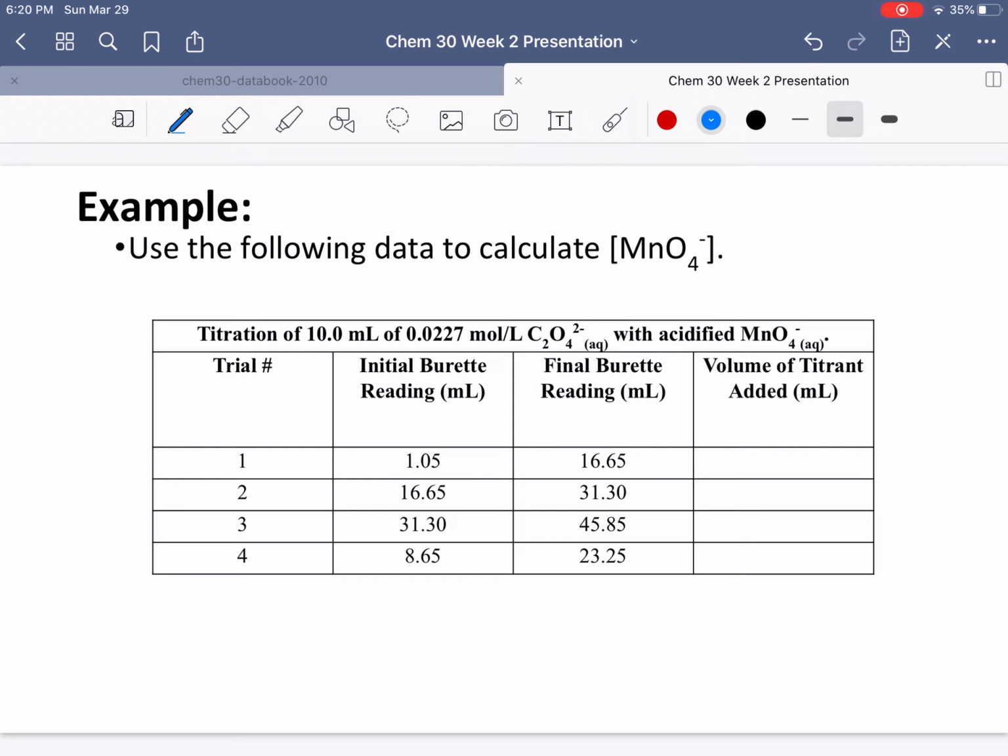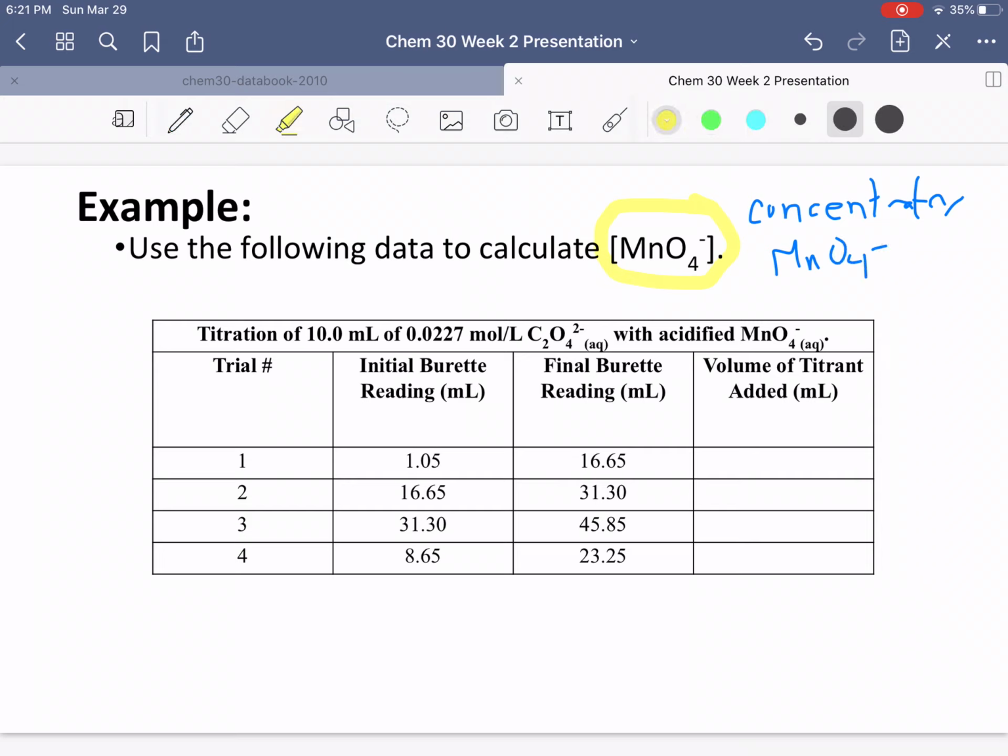Okay, look at the table that we've got here. This is the example that's in your notes, and this should look somewhat familiar from last year. Now, a couple reminders to you. When you see something in square brackets like that, it's actually telling you what the question is asking. Square brackets are related to concentration. So the whole purpose of this problem is to figure out the concentration of the MnO4⁻, the permanganate.